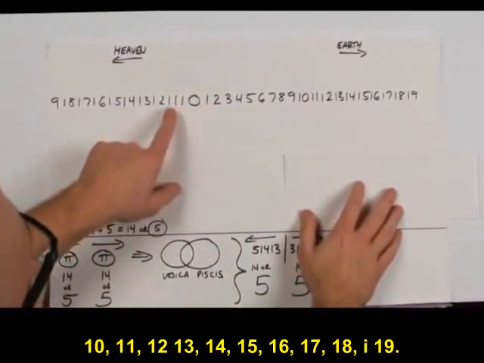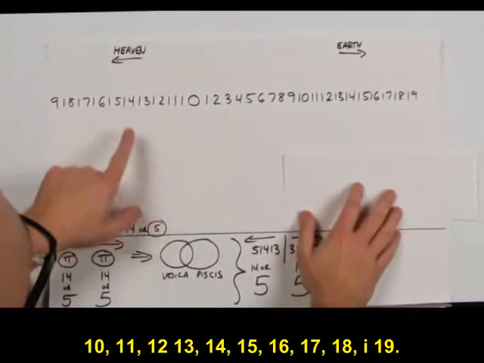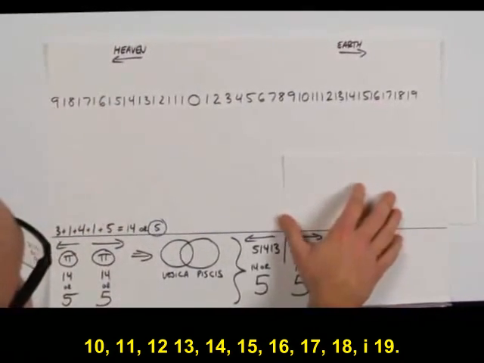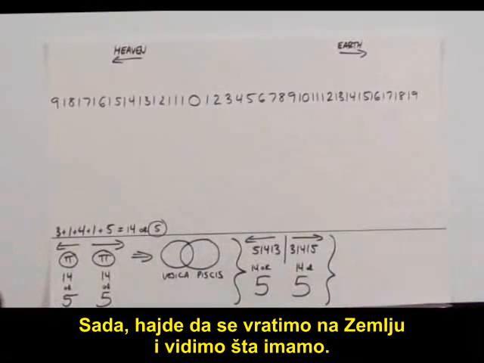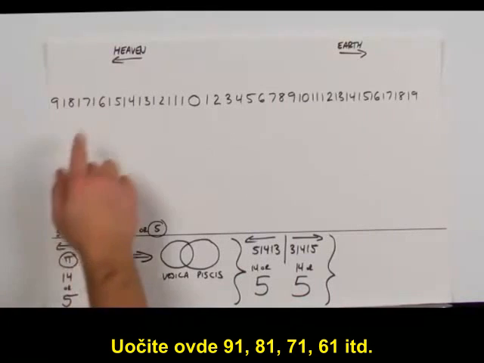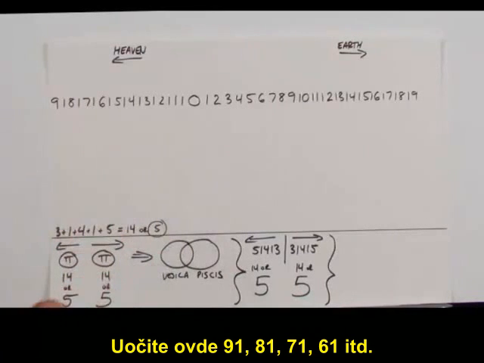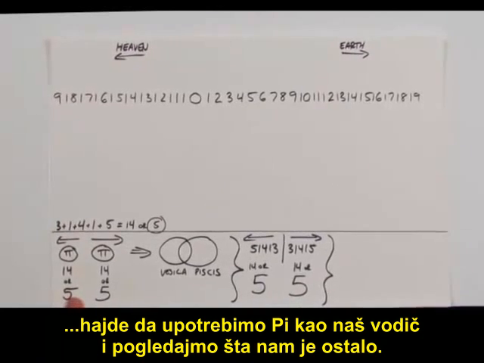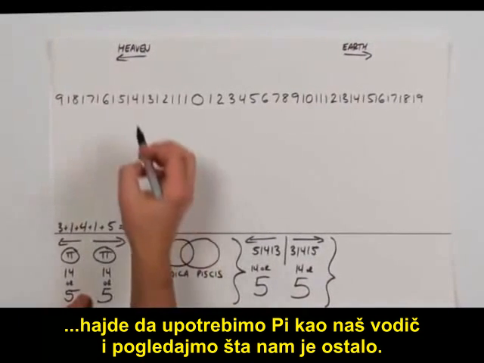10, 11, 12, 13, 14, 15, 16, 17, 18, and 19. Now, let's come back on Earth and see what we have. Notice you have 91, 81, 71, 61, etc. Now, let's use pi as our guide and figure out what we have left.